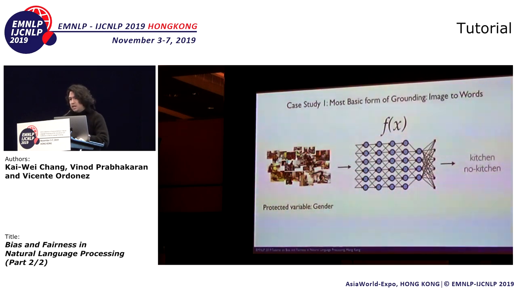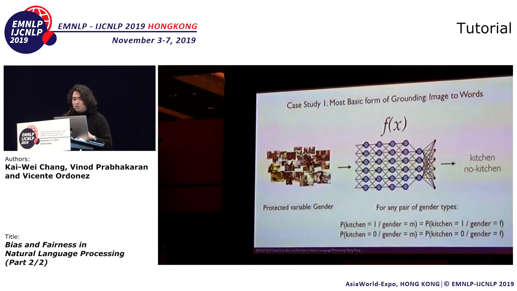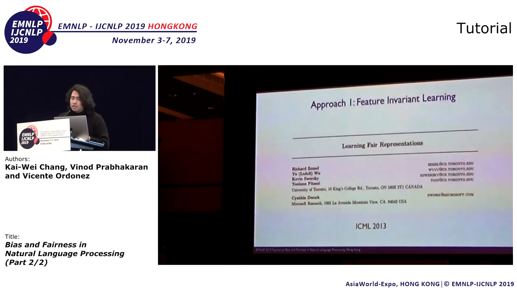So the idea is that if you build a classifier for this type of problem, you want the following to be true for any pair of gender types. You want it to be equally probable that there is a kitchen, given that there is, let's say, a man in the picture or a woman in the picture. And the same is true for the case where there is no kitchen, right? So you would like that to be true in these problems.